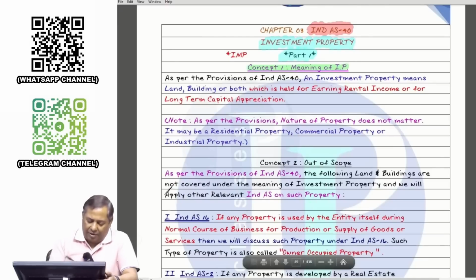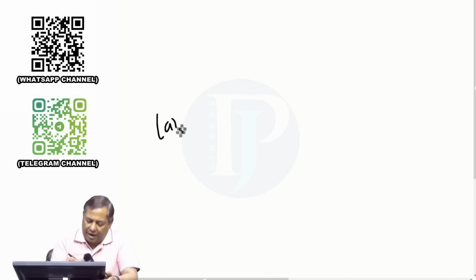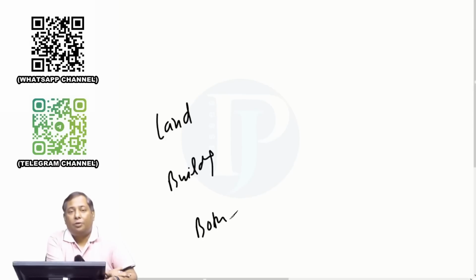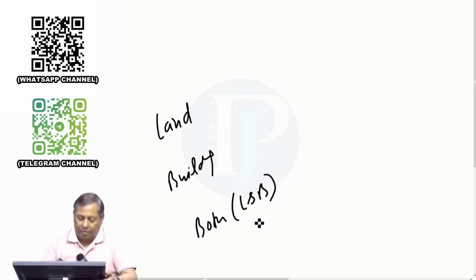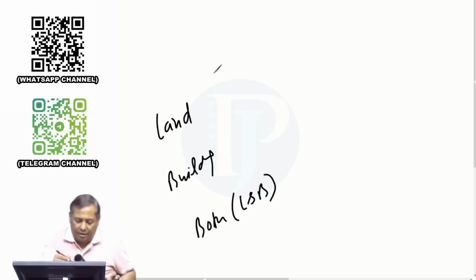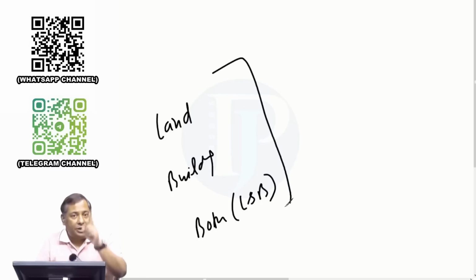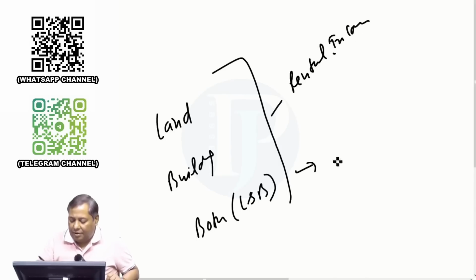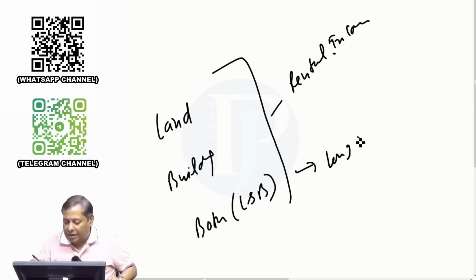In investment property, I told you that it can be land, a building. It can also be both. So, in that case, we will use the words land and building. It can only be land, it can only be building, or it can be both. But there should be an objective of rental income. I hope you are getting the point. While here, long-term capital appreciation.